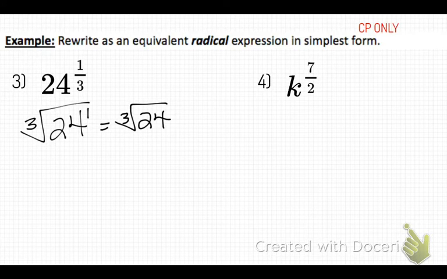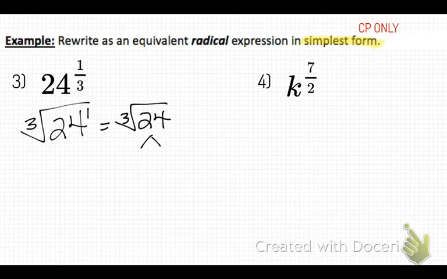Am I done with this question? Why not? Yeah. It's not in simplest form, and I heard a few of you say you can simplify it. So how do I simplify 24? Can I simplify?